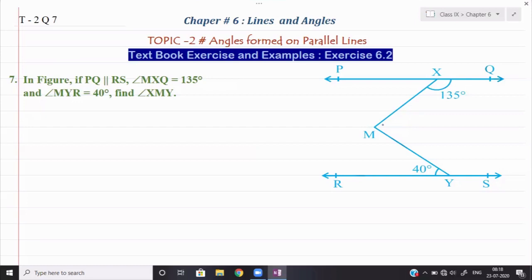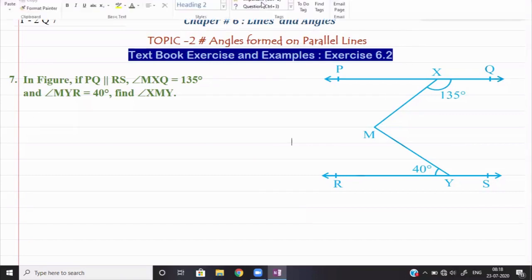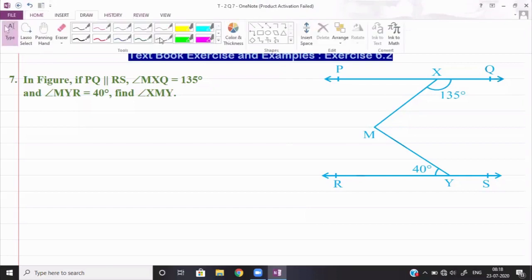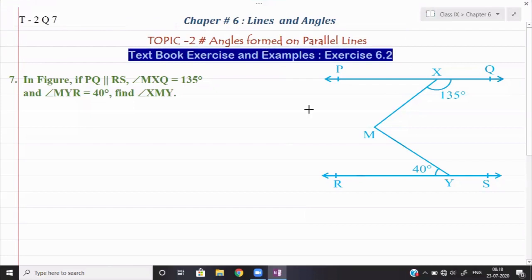Before we start, first of all we will do some construction, because as I have told you, we will make two angles on angle X and Y. We shall find the value of those two angles separately, and then add both of them to get the required value. So here I am making one construction. I am drawing a line through M which is parallel to the line PQ. This is my part of construction.